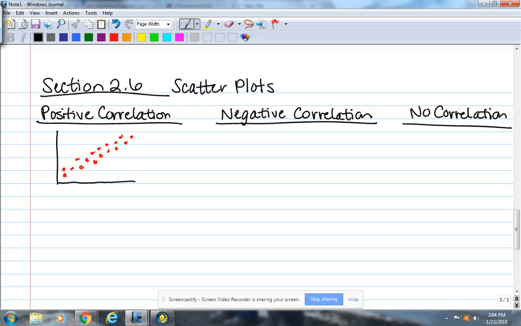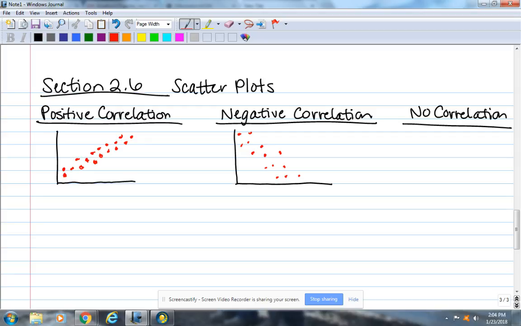Ring a bell? Okay. And if it seems like it's going downward from left to right, like these little dots, they're scattered. They don't really make a straight line. It's not connect the dots. But from left to right, they seem to be going downward. That is said to have a negative correlation.